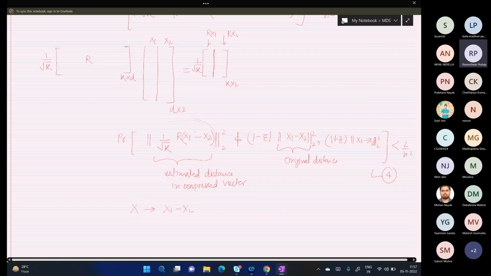You can see that our first compressed vector is rx1, and the second compressed vector is rx2, and if we calculate, we can take r common. So this is 1 by root k, and if we calculate the norm, it will be this, right? Basically, equation 4 holds via 3 just by putting x as x1 minus x2, right? So for 2 points, we are good.